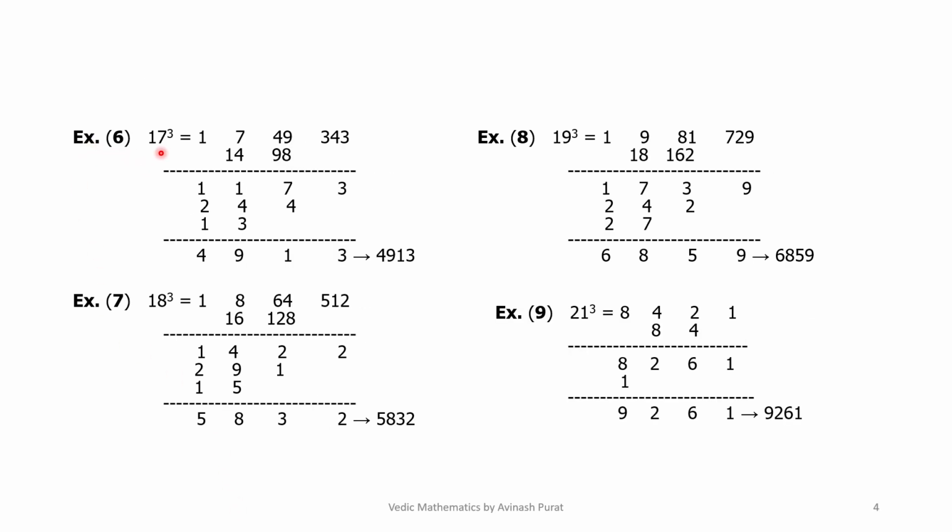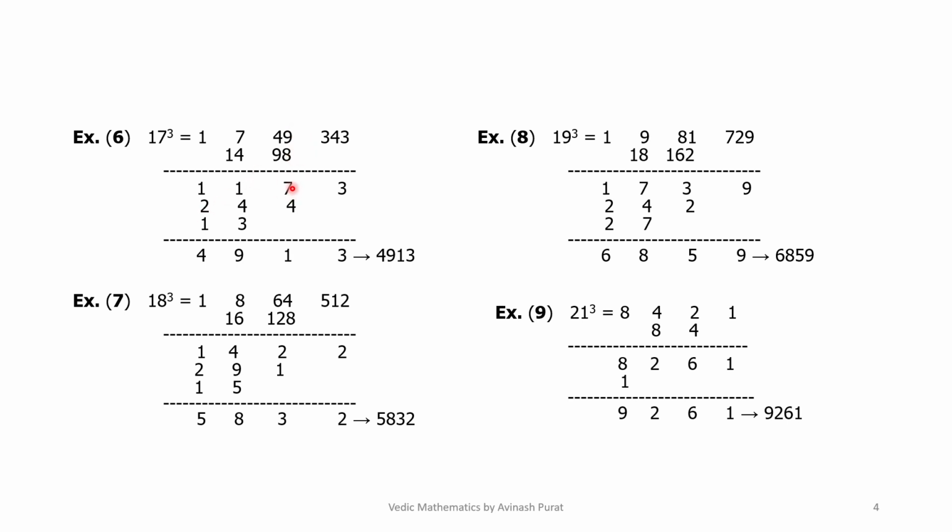Example 6, 17 cube. Cube of 1 is 1 and ratio is 7 to 1. So first row 1, 7, 49, 49 multiplied by 7 is 343. Second row 7 multiplied by 2 is 14, 49 multiplied by 2 is 98. Now we take the total. So first 343, 3 is taken down, 4 is taken to the left and 3 is taken further to the left. 49 plus 98, that is 147.